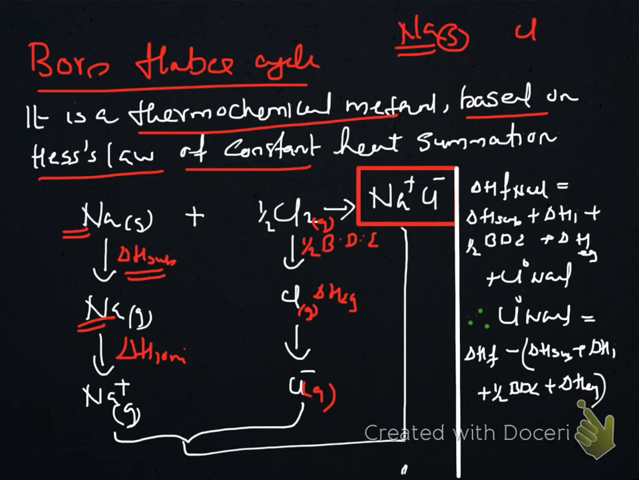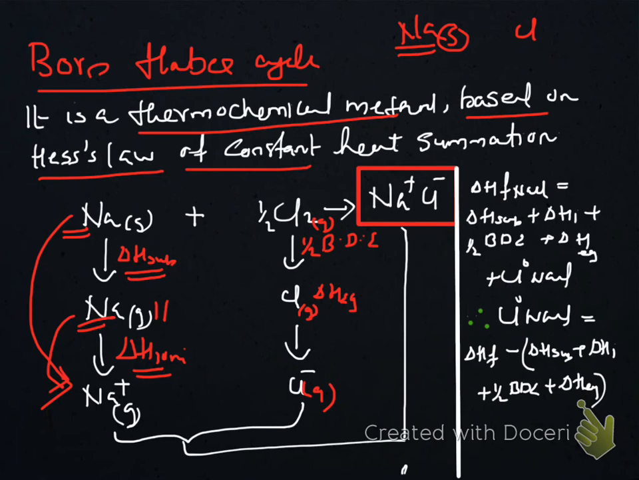When sodium changes to gas, we can make it a sodium ion by removing its outermost electron. For that purpose, we have to supply ionization energy to remove that electron in the valence shell. That energy is called delta H ionization. So in two steps, we convert sodium to sodium ion: first sublimation and second ionization.